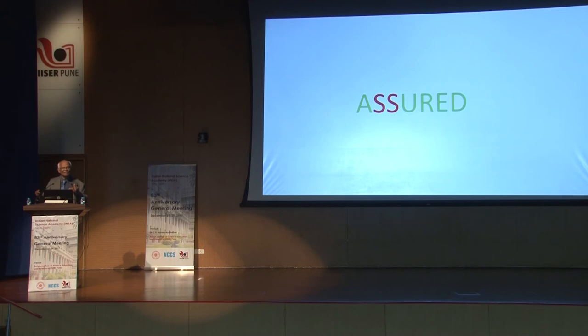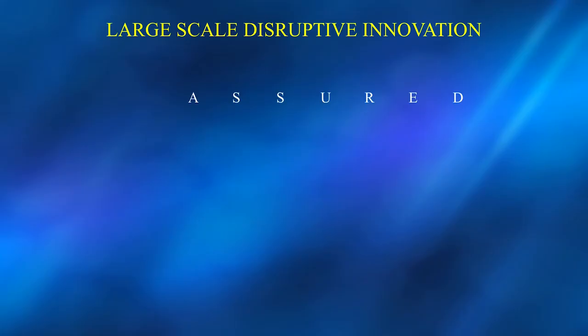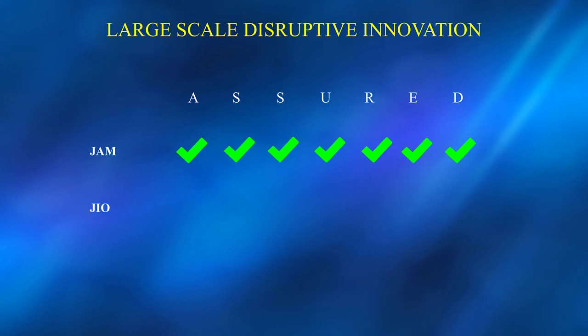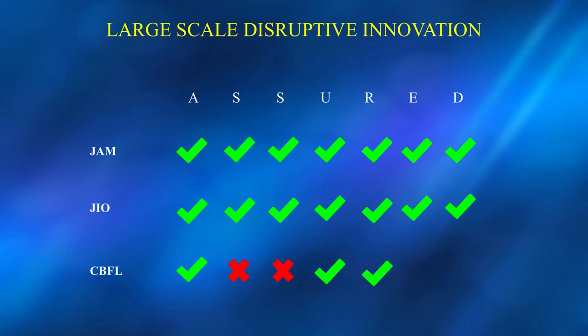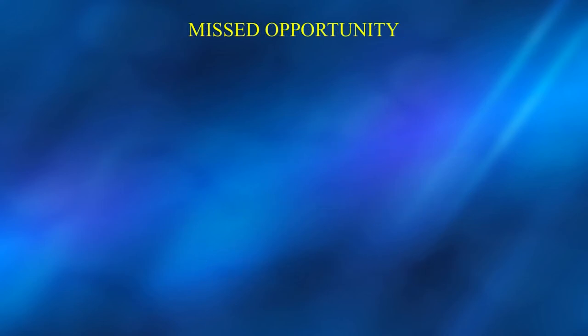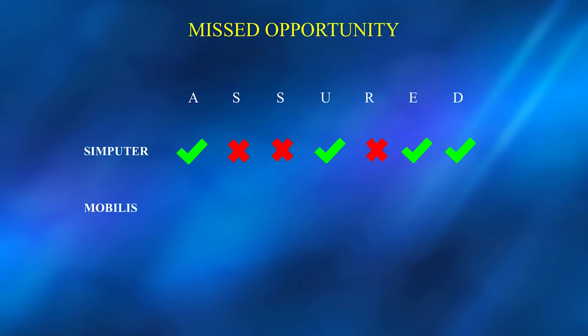We are exactly at the point where we can take world leadership in fuel cells, again under the NMITLI program. What is required again is government policy. And therefore, if you look at large scale disruptive innovation, JAM, yes, we had everything, no problem. If you look at Jio, yes, we had everything, no problem. And if you look at CBFL, we failed with regard to these two because there was no government policy. Similarly, if you move forward, there are missed opportunities. If you see Simputer, we had all this, excepting these two were missed. If you look at Mobilis, again, we had everything, but a few were missed, and we could have moved way, way ahead.